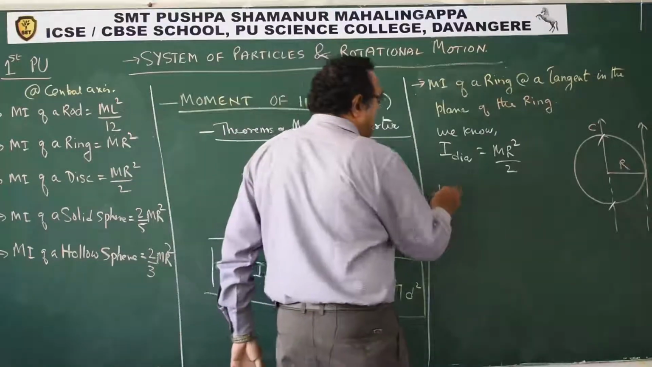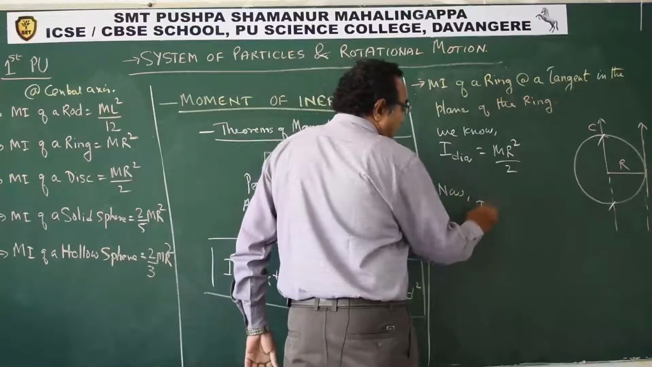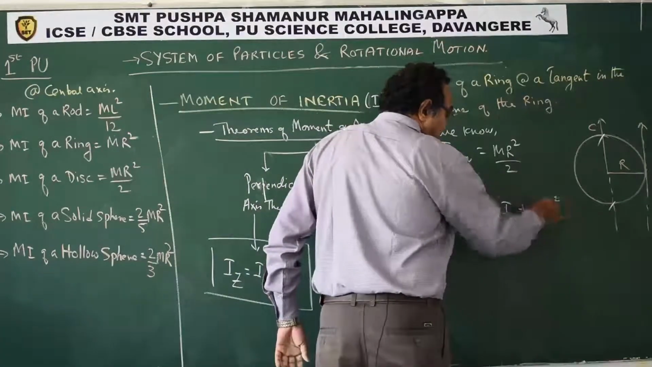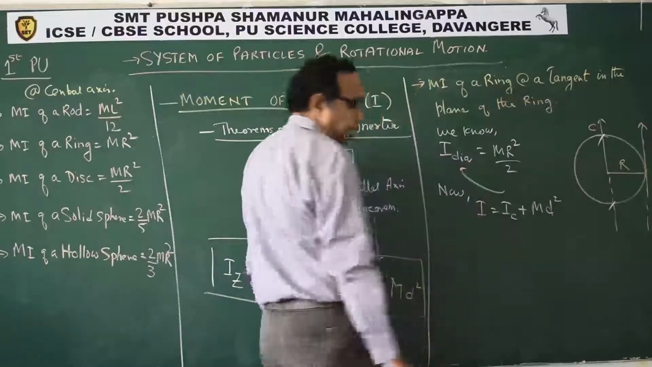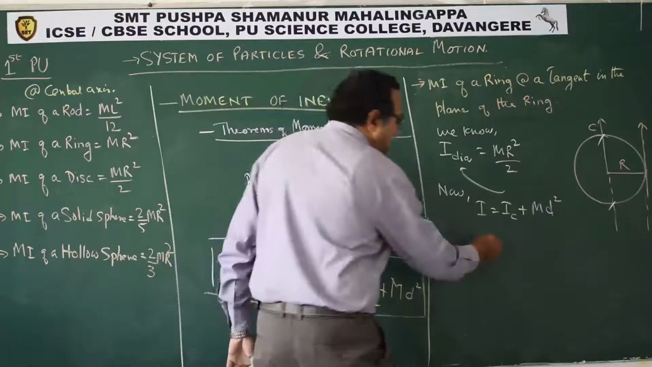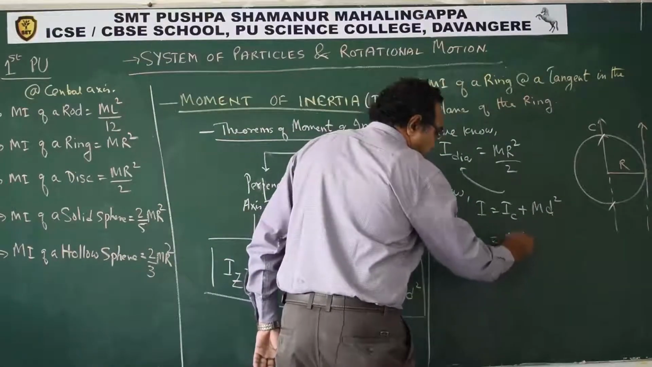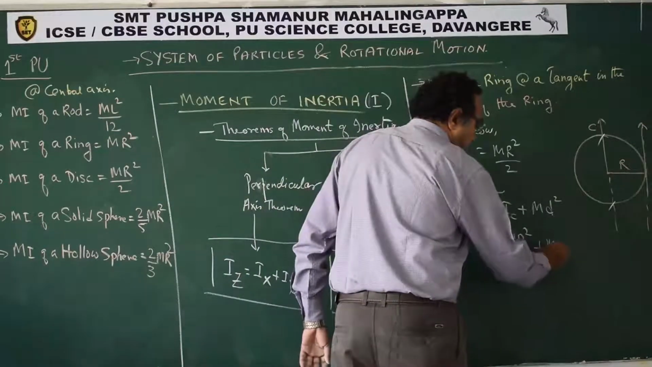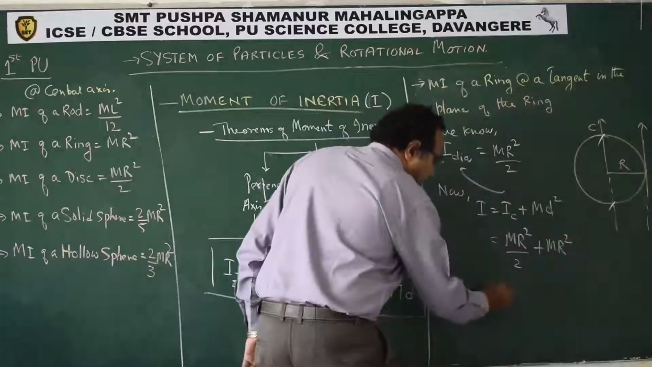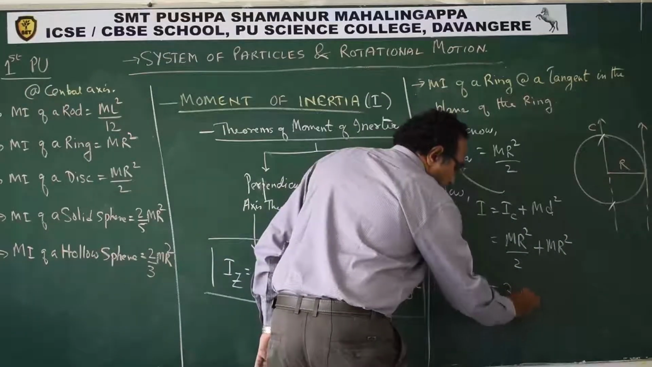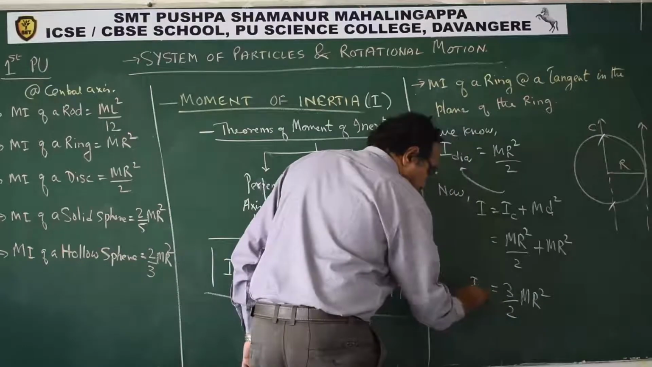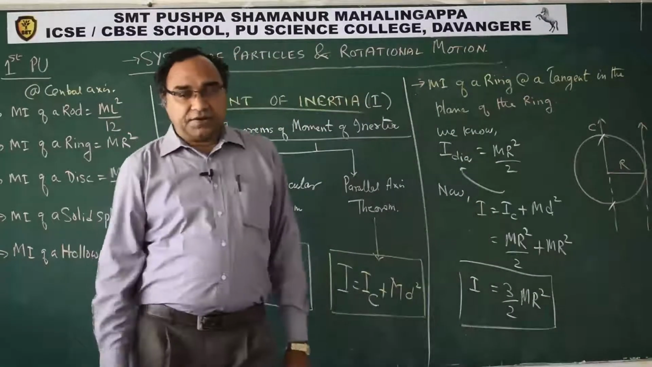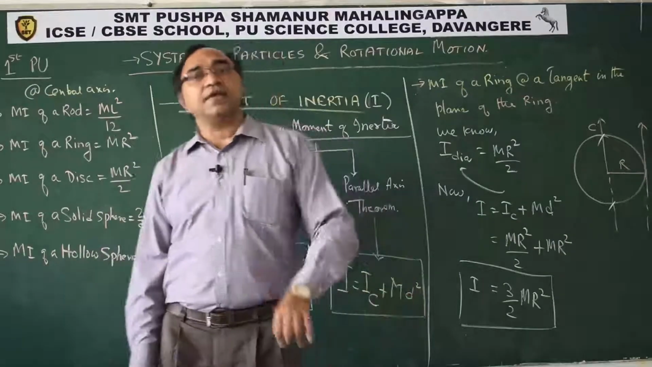Now apply the parallel axis theorem. We have I_C plus mass times d square. Your I_C is this. So what do we get now? This is mr square by 2 plus mr square. So half plus 1 we get 3 by 2. So 3 by 2 mr square. This is the moment of inertia about the tangent which is in the plane of the disk.